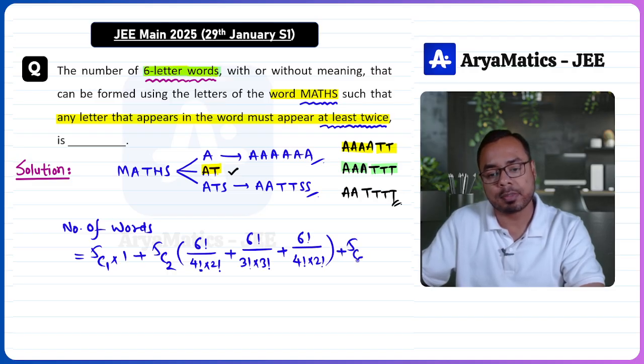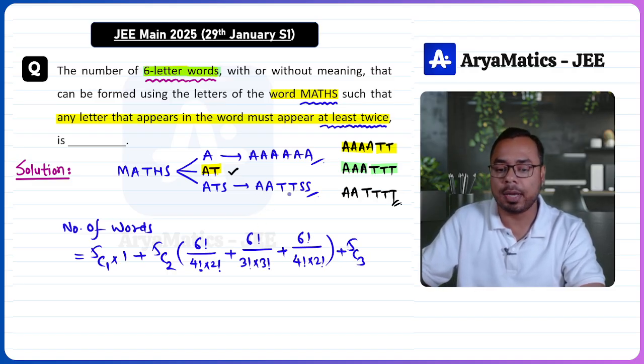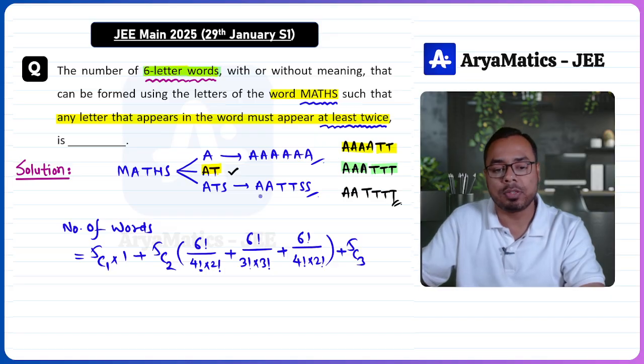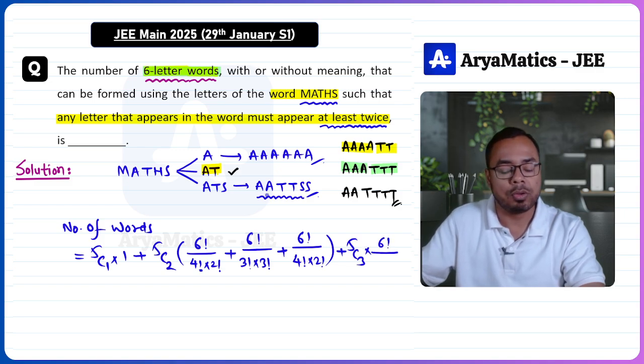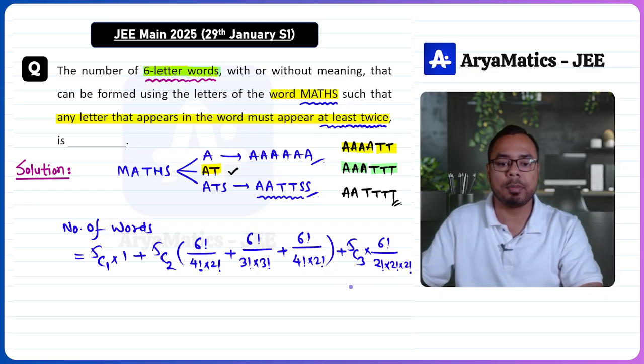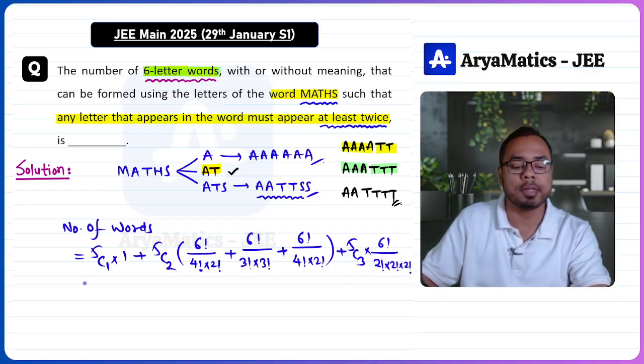And finally, the last case will be 5C3. Select any 3 letters, and once you select any 3 letters, every letter you have to use exactly 2 times. So total 6 letters are there: 2A identical, another 2T identical, and then another 2S identical. So these are the number of words that you can create in this case.